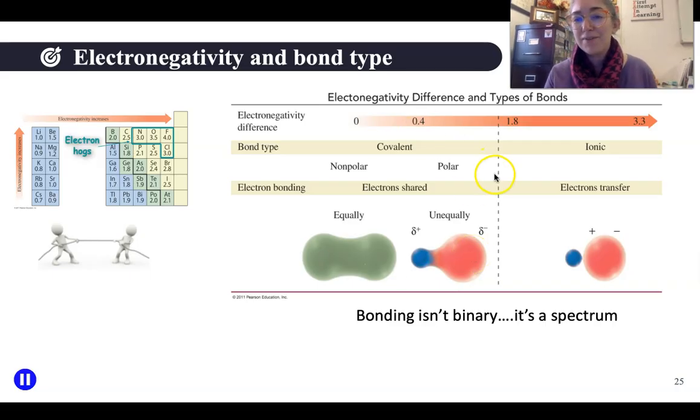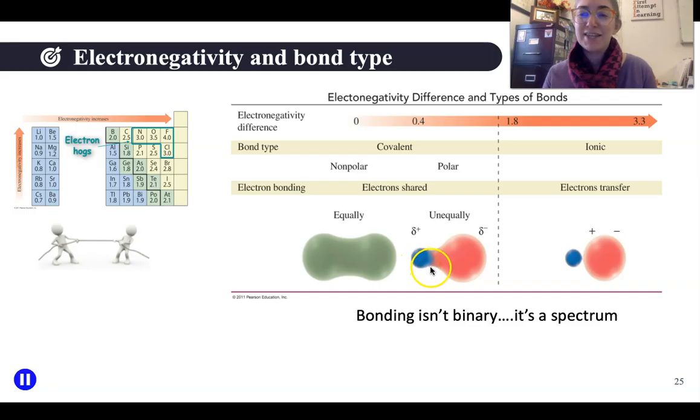Then there's sort of the intermediate. So polar covalent is a covalent bond with ionic character. So it means that there's an unequal sharing. They're still sharing, but not equally. So one atom has a stronger pull, and so then we say it has a partial negative charge, and the other atom has a partial positive charge.